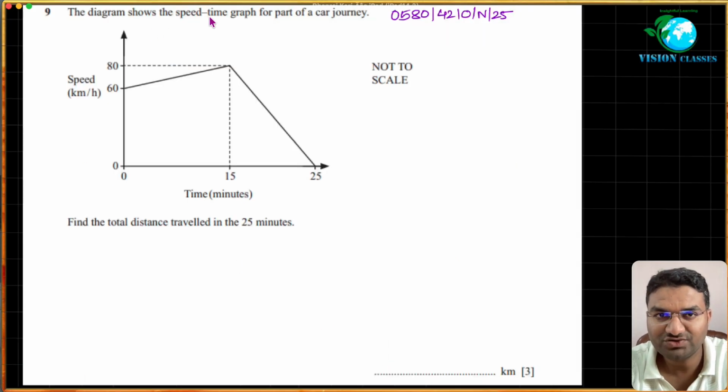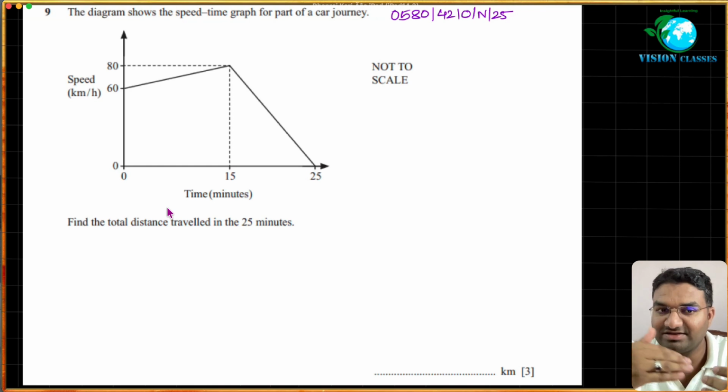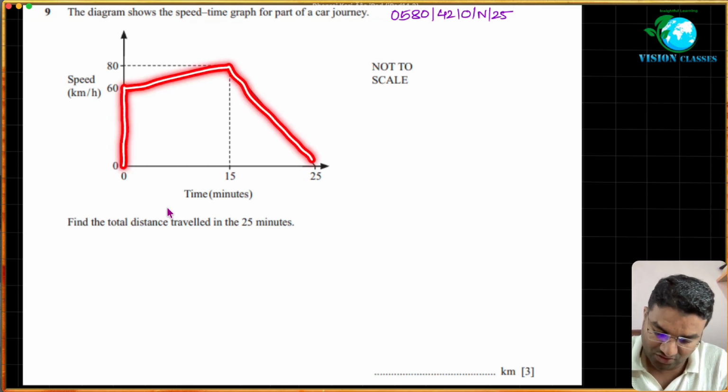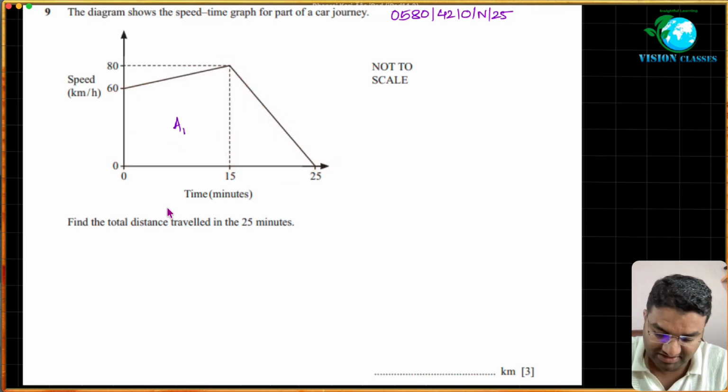The diagram shows a speed-time graph for part of a car journey. Find the total distance traveled in 25 minutes. Whenever you have a speed-time graph and you have to calculate the total distance traveled, you have to take the area under the curve. Here, if you look at this graph, you have two parts. One is a trapezium, which we call A1, and A2 is the triangle.